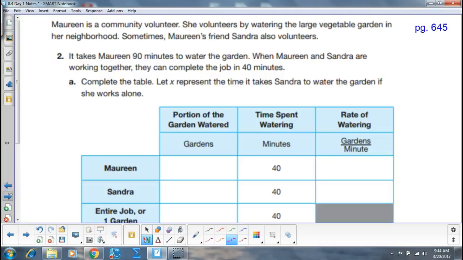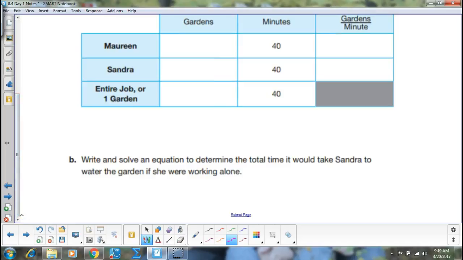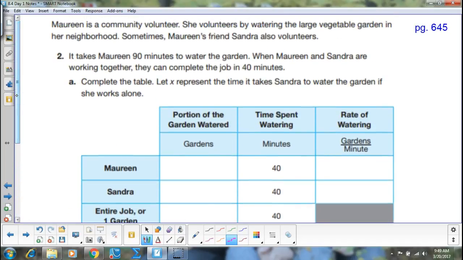Page 645 now has Maureen volunteering in the community with Sandra. Okay? Figure that out for me. Go. So, Maureen, it takes 90 minutes to water the garden. When they're working together, it takes them 40 minutes to water the garden. Okay? So we need to figure out how they can do that job together, right?